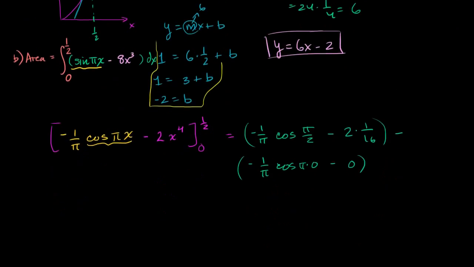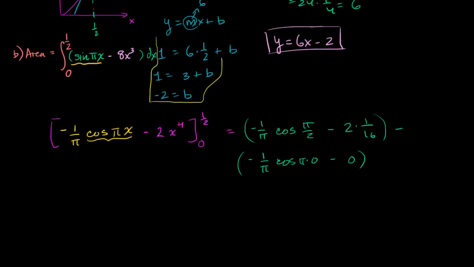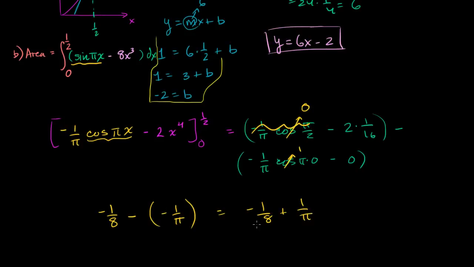So let's evaluate this. To simplify, we have a cosine of pi over 2, which is just going to be 0. So this whole thing just becomes 0. And then you have a negative 2 divided by 16. That's negative 1/8. And then from that I'm going to subtract this business here. Cosine of 0 is 1, so this is just a negative 1 over pi, and then I have a 0 there, so I can ignore that. So this is equal to negative 1 over 8 plus 1 over pi.